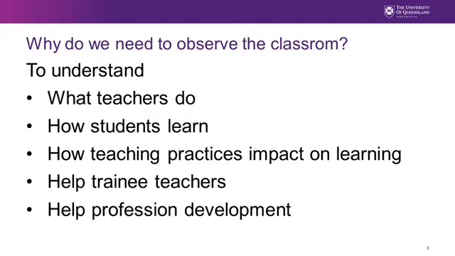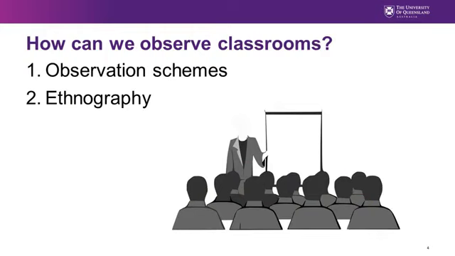So as you can see, the purpose of observing classroom activities is to improve language teaching and enhance language learning. So how do we observe classrooms? What are some of the ways of observing classrooms? There are typically two main ways: using an observation scheme and ethnography.